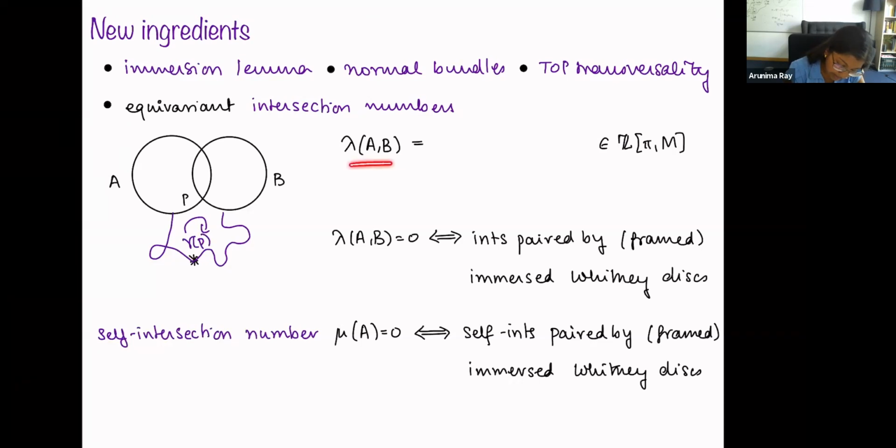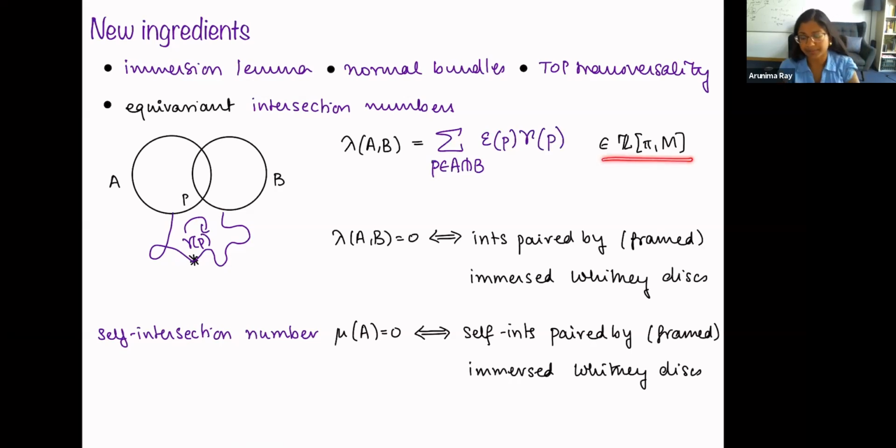And then this equivariant intersection form is going to be the sum over all P in this intersection of the sign of the intersection point times that curve gamma of P. So this is going to be an element in the group ring of the fundamental group of M at that base point. Let me avoid talking about the sign unless someone wants me to; then please ask at the end or in the chat.